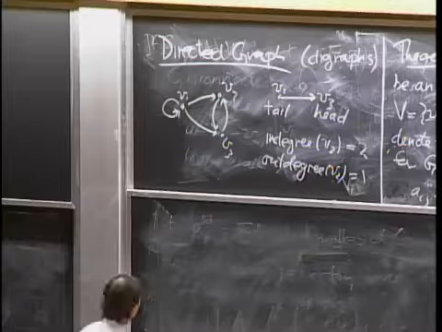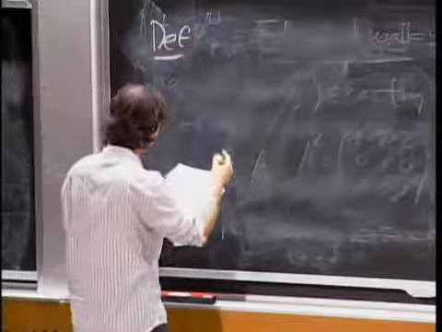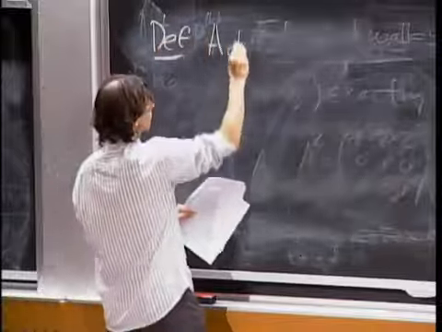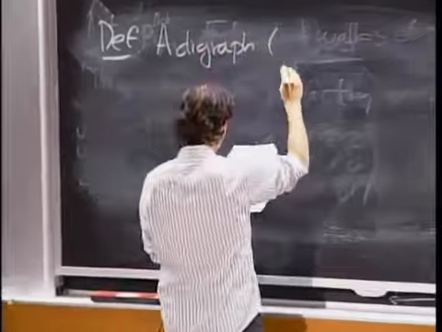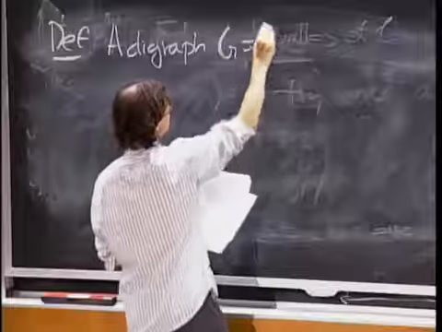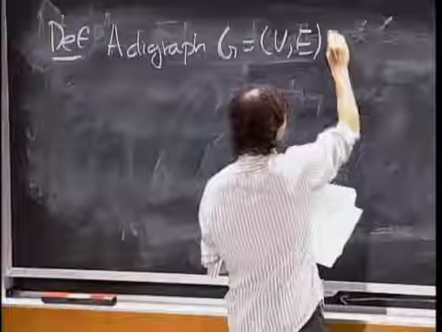So that's why we define a stronger notion for a digraph. So a digraph G = (V, E) is called strongly connected.